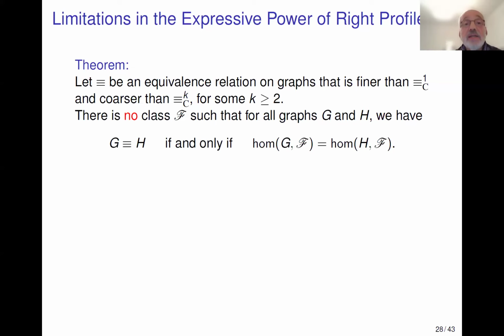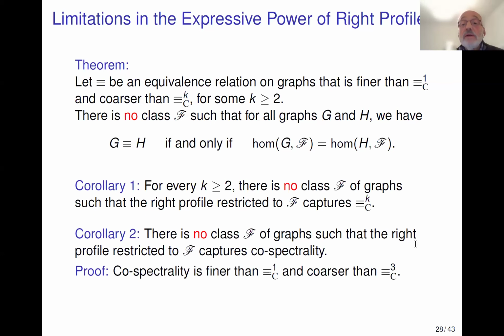So let me restate it again. The main theorem says that if I have an equivalence relation which is sandwiched between C1 equivalence and CK equivalence, then there is no class of graphs so that this equivalence relation arises from the equivalence relation determined by the right profile restricted to the class F. Immediate corollary, there is no class of graphs so that the right profile restricted to this class captures CK equivalence.